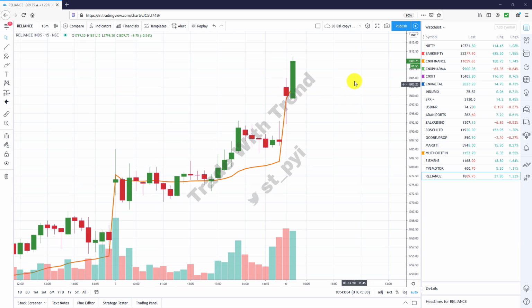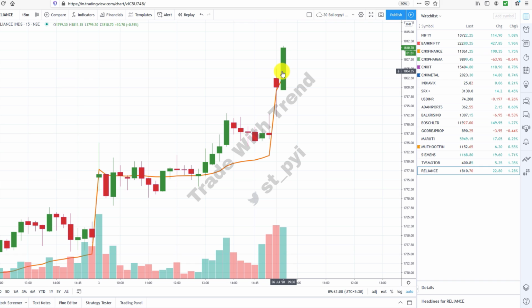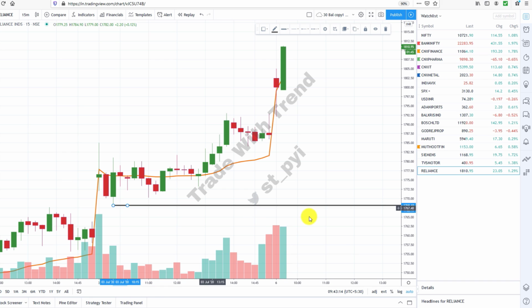So it's Monday 9:43 in the morning and look at this structure here. This is opening range breakout happening in Reliance. This is a 15-minute time frame chart. So I'll just mark out the stop loss level that working professionals can use and still go long. Opening range breakout is a day trading strategy. Look at this candle, exceptionally strong volumes.